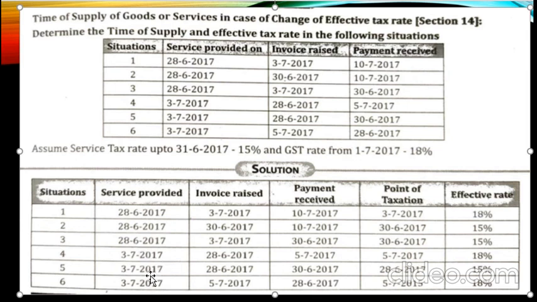Next, in the fifth situation, service provided was in July, the invoice raised was in June, and the payment received was in the month of June. If you look at these three events, two events were before the change in rate, in the month of June: invoice raised and payment received. As two events are satisfied, among invoice raised and payment received, whichever is earlier will be considered. Invoice raised is earlier, so we will consider 28/6/2017. As it is before the change in rate, we will take 15%, which was the service tax rate.